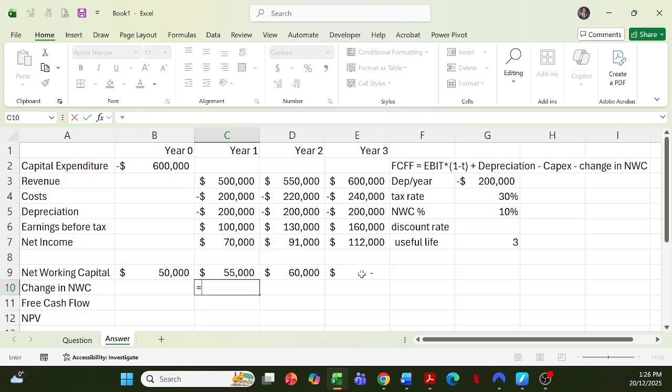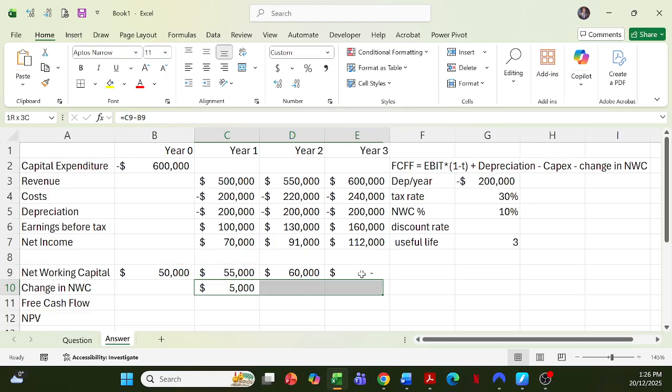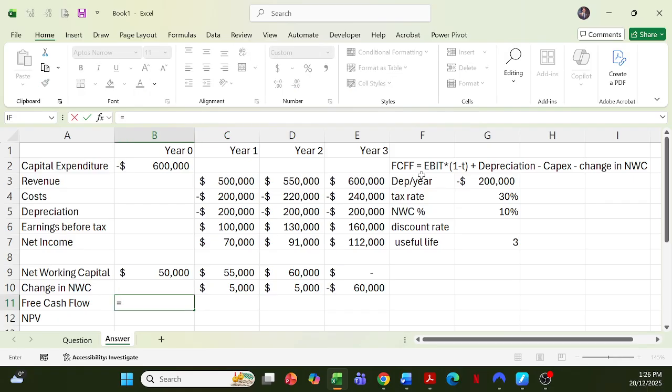So let's calculate the change in net working capital. It's going to be simply this minus this and spread it across. Free cash flow, the formula, which I'm going to derive in our future lessons, is EBIT times 1 minus tax plus depreciation minus capex minus change in net working capital. So in year zero, our free cash flow is going to be the capex. We don't have any EBIT. We don't have any depreciation. We have a capex and a negative change in working capital. So since we have net working capital of $50,000 that we're starting out with, we gotta subtract that at time zero.